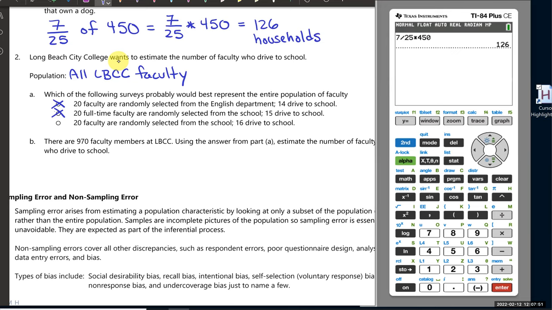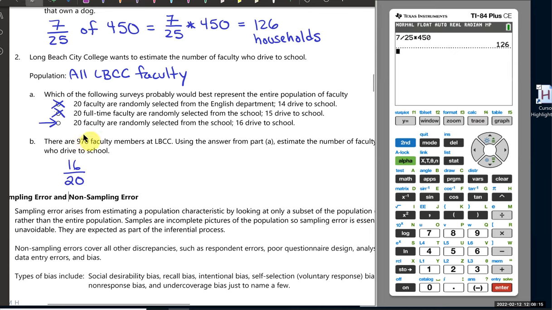So basically for these questions, you are going for the ones that are just random, right? So randomly picking a number. All of us faculty have IDs. They could just randomly pick IDs and those people would be included. And in this case, 20. All right, so based on that sample, 16 out of the 20 drive to school.